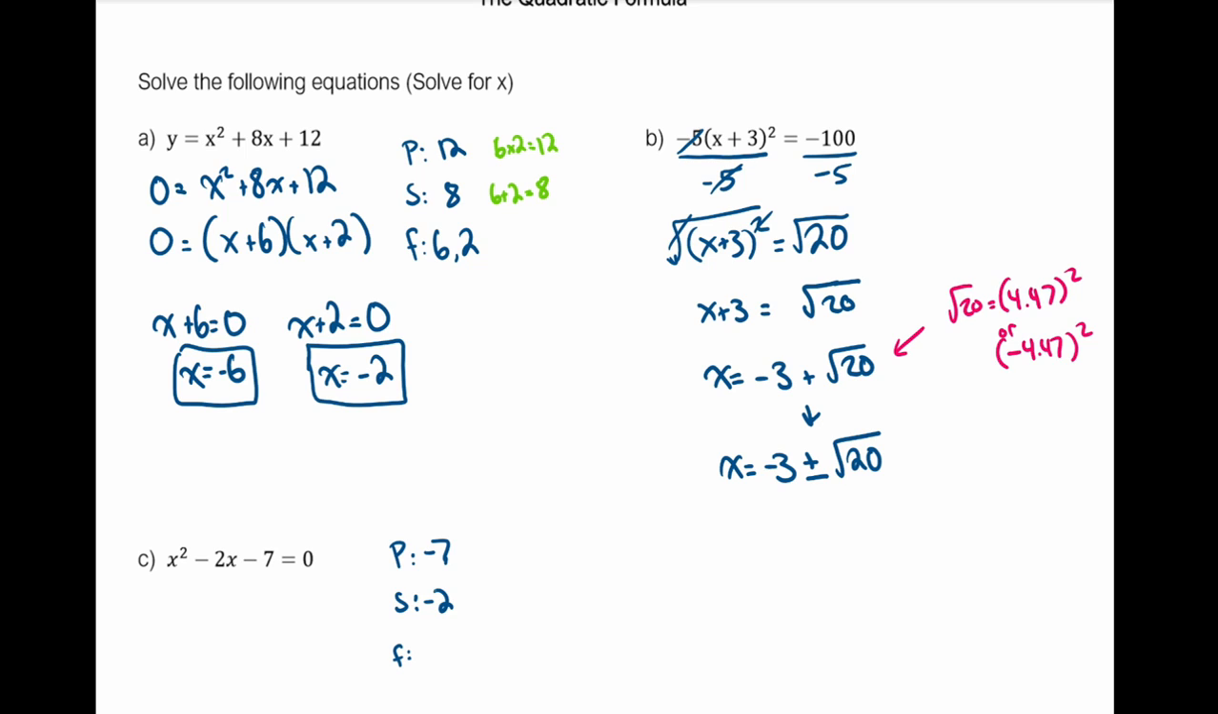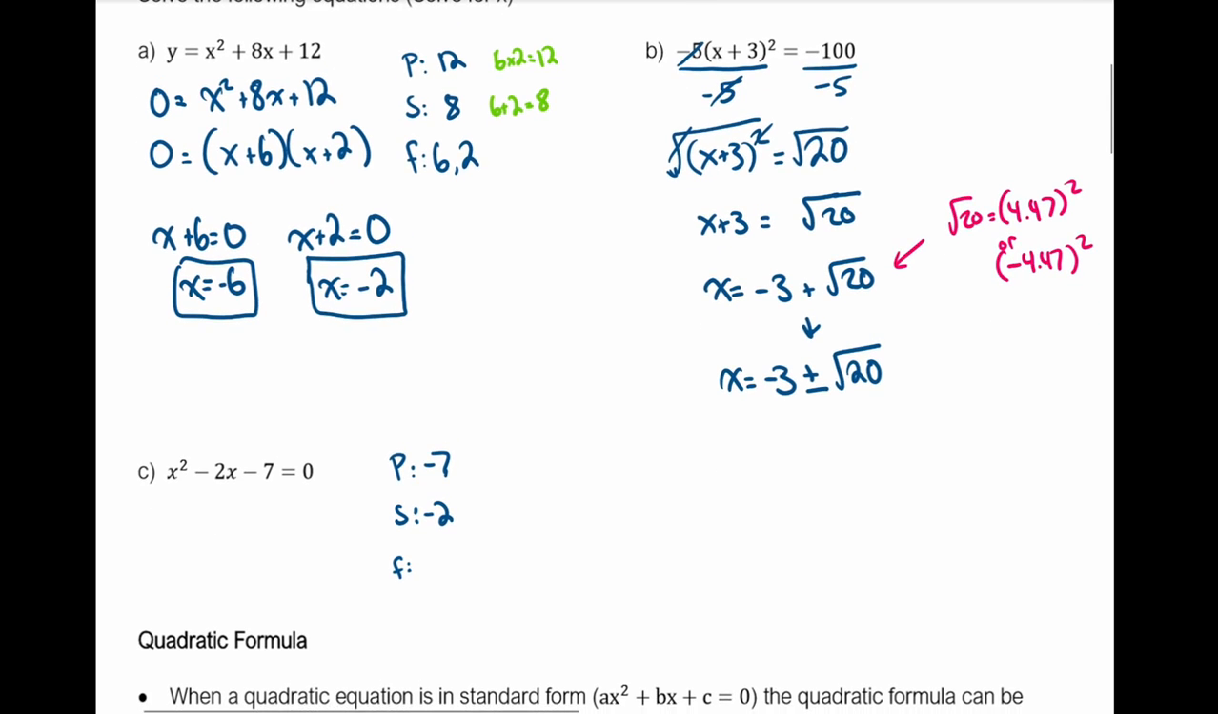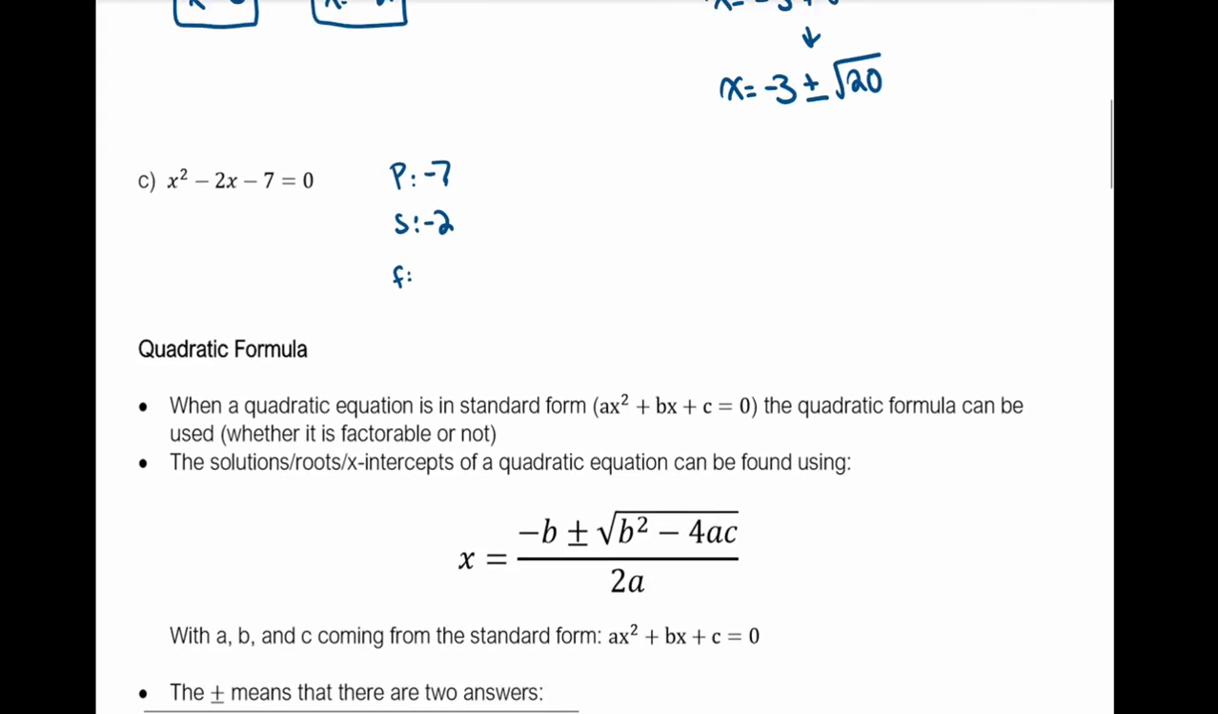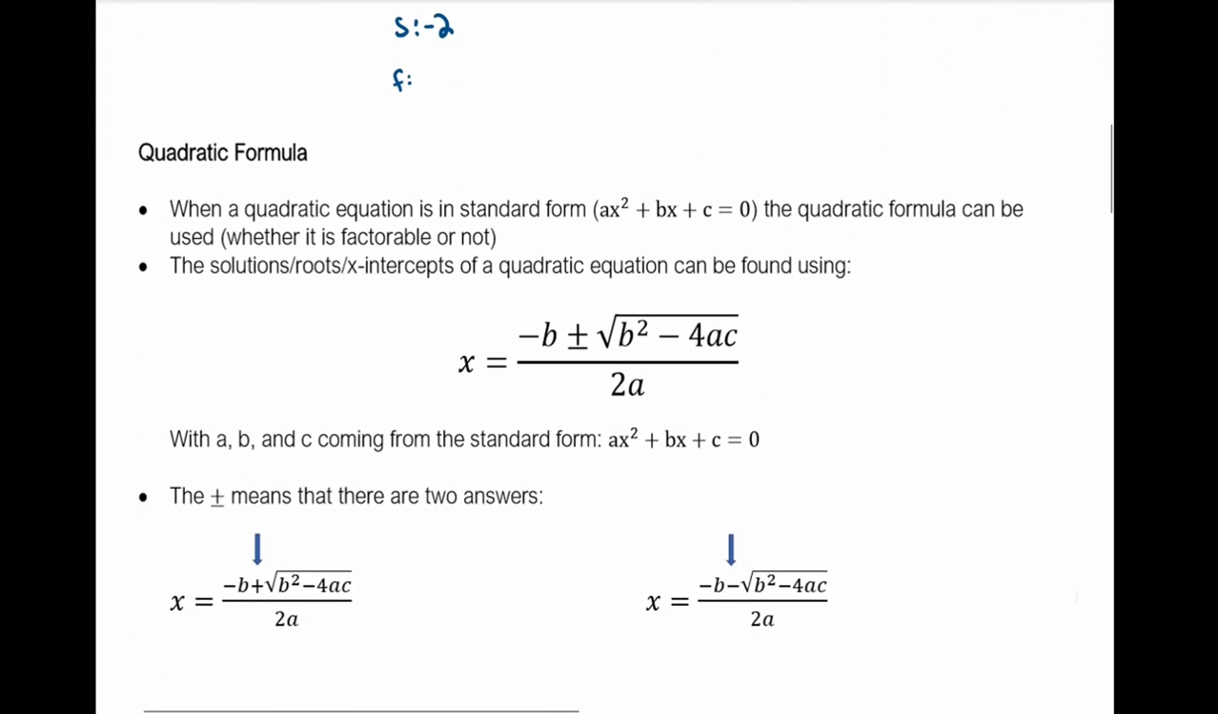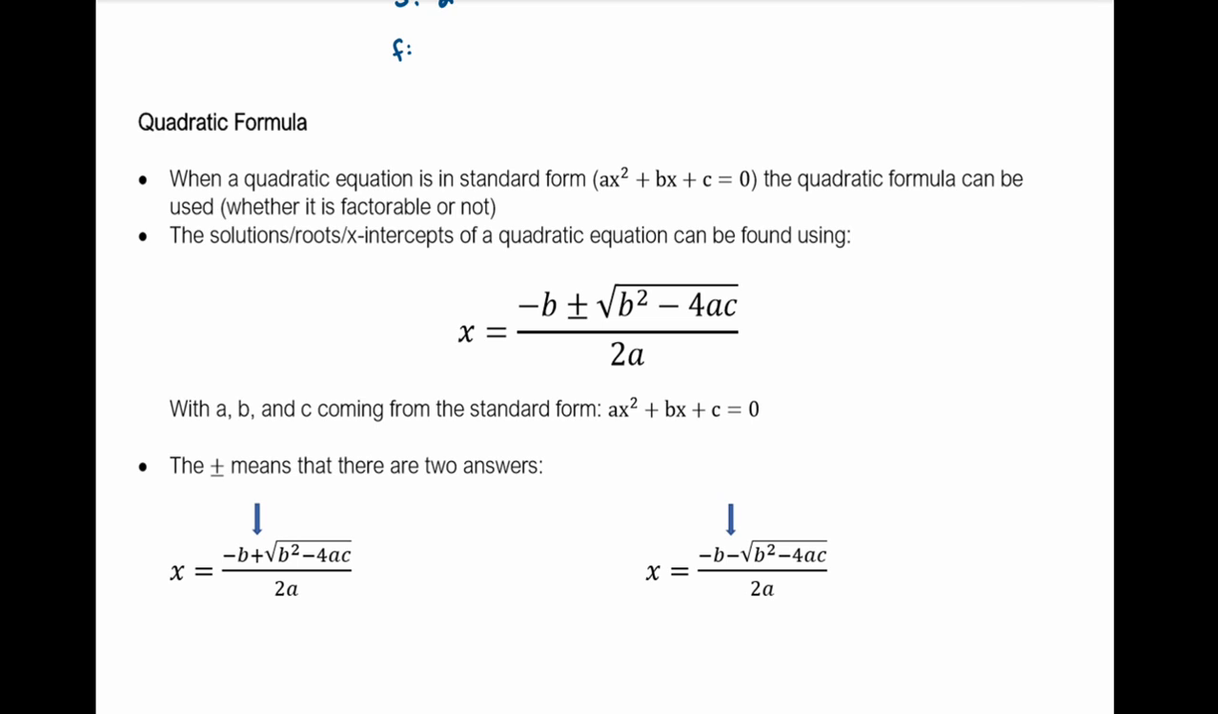And we don't want to do too much work, because then it just adds more opportunity for small errors. So what we're going to do is use what we call the quadratic formula. The quadratic formula works when an equation is in standard form, or basically ax squared plus bx plus c, and we usually set it equal to 0 because we're trying to solve for when y equals 0.